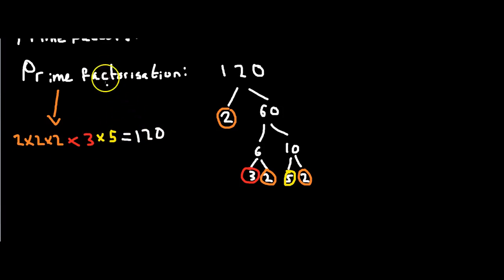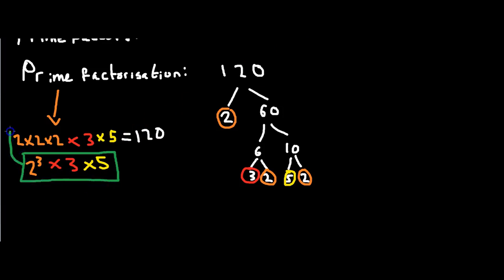Okay, now that's the prime factorization. We can simplify this by saying 2 times 2 times 2, that's the same as saying 2 cubed, times 3, times 5. So all of this here is what we call the prime factorization of 120.